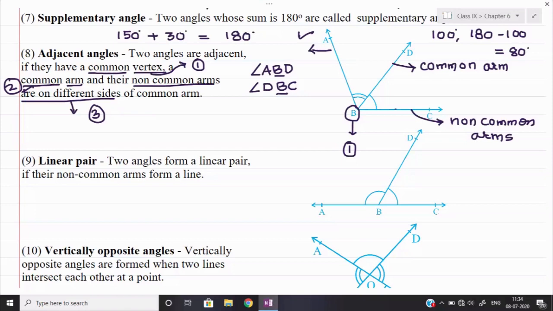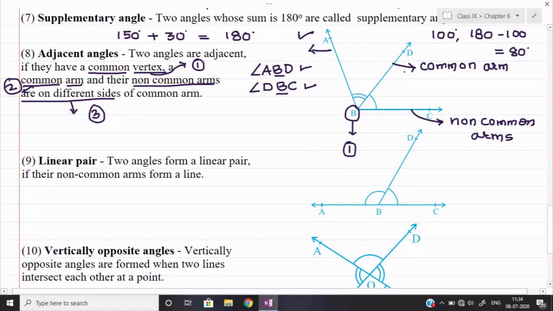The first condition is they should have the common vertex. So see here I have taken two angles. One angle is ABD and the second angle is DBC. They have one common point B. So I can say that B is a common point and hence it is a common vertex. Second condition is they should have a common arm. So observe BD. BD is your common arm. BD is coming in angle ABD, as well as BD is coming in the angle CBD. So they have the common arm over here.